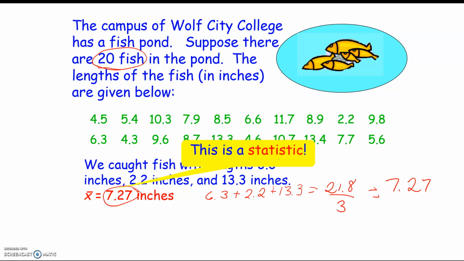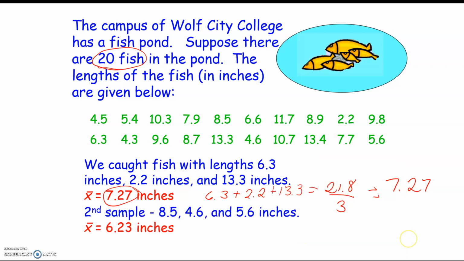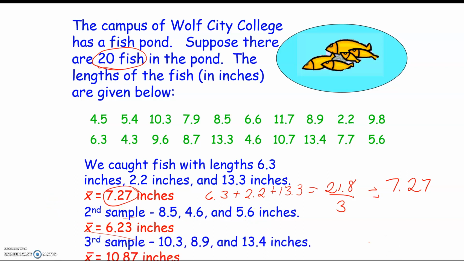That is a statistic. That's just looking at a sample, so that's why that's a statistic. We catch 2 more samples and look at the sample mean. So say here's another set of 3. Again, we'd add those all up, divide by 3, and we'd get the 6.23. And do another one, we would get a sample mean of 10.87 if we caught these 3. So you can see that there's kind of a range in our statistics.